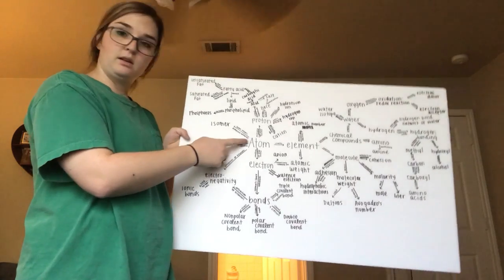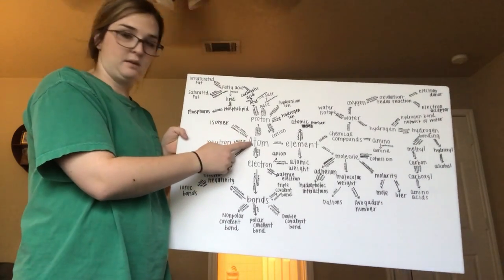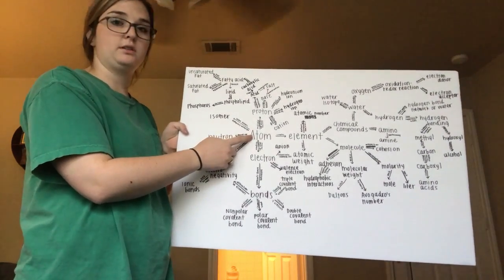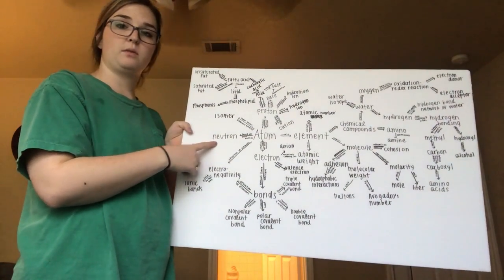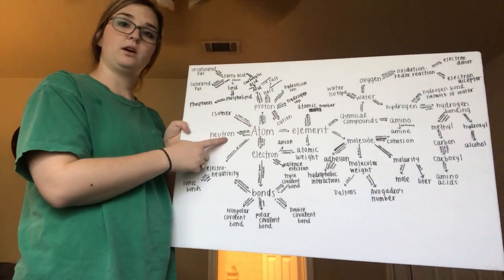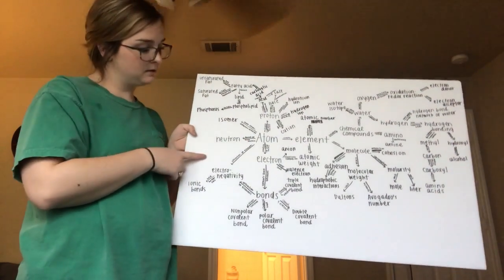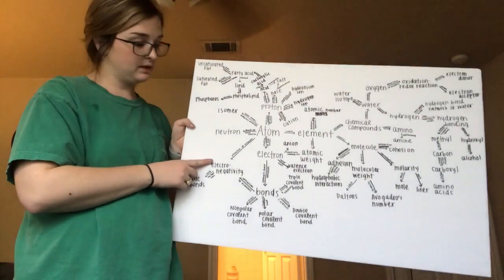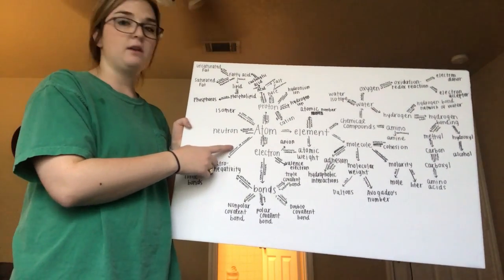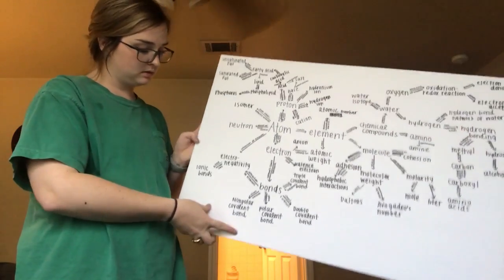Isomer is going to be of an atom. It's going to have the same atoms, just a different structure and a different layout of the atoms. A neutron is going to be the neutral form found off the atom nucleus. And then electronegativity is going to be the attraction of elements or of atoms.